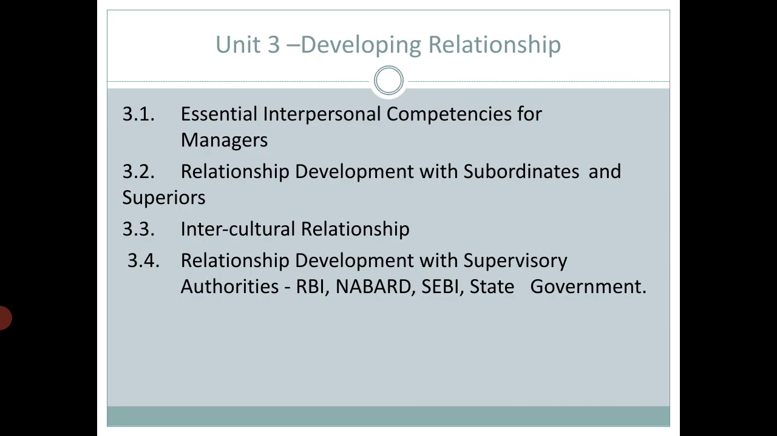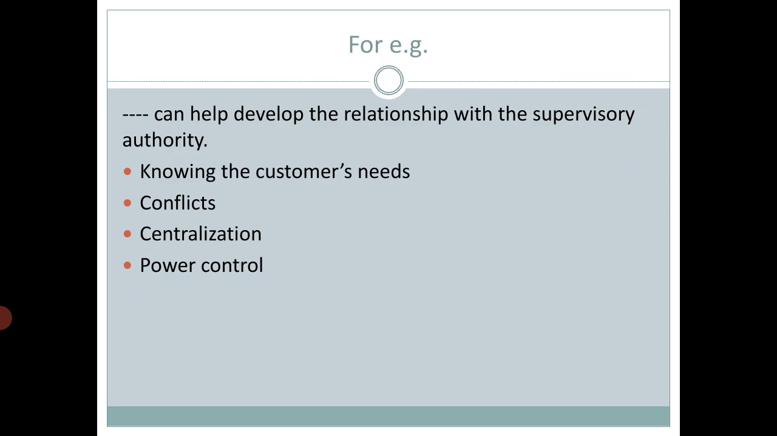Then the state government: what is the role of the state government in your business, and why do you need to consider it? All these things you need to understand in unit number 3, so that it can be helpful for you to develop relationships with all the supervisory authorities. Then, for example, a question: dash can help develop the relationship with the supervisory authority.